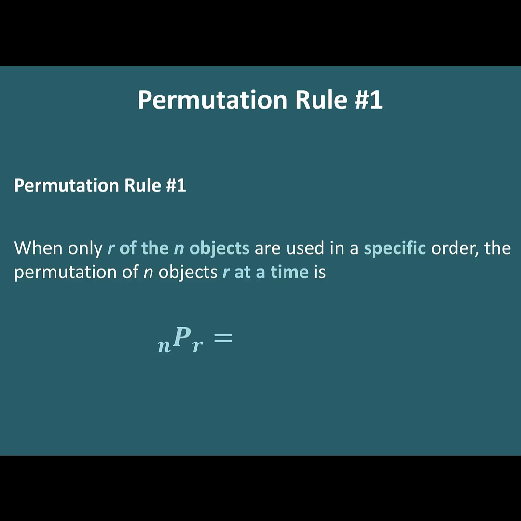However, we don't typically do that. Typically, only r of the n objects are used in a specific order. Therefore, the permutation of n objects, r at a time, is as follows. nPr equals n factorial divided by the quantity n minus r factorial.